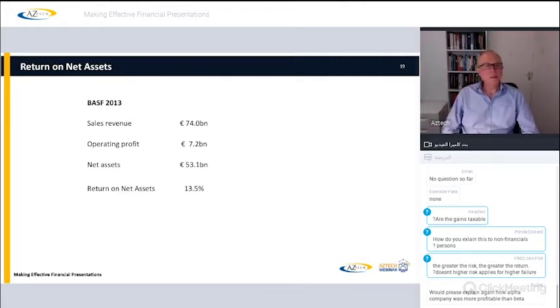In 2013, this company's sales revenue was 74 billion euros. It had an operating profit, that's profit before interest, charges and taxation, of 7.2 billion euros. And the investment in its net assets, its non-current assets, its current assets, less its current liabilities, the investment in its net assets equal to its capital employed was just over 53 billion euros, 53.1 billion. So if I take the operating profit of 7.2 billion in relation to the 53.1 billion, if we divide 7.2 by 53.1 and multiply it by 100, it tells us the return on net assets for the company in 2013 was 13.5%.